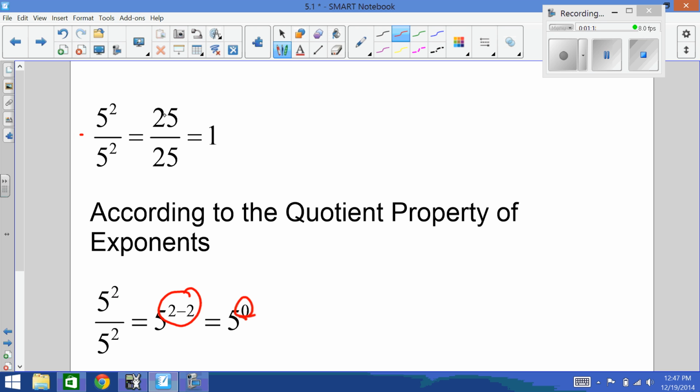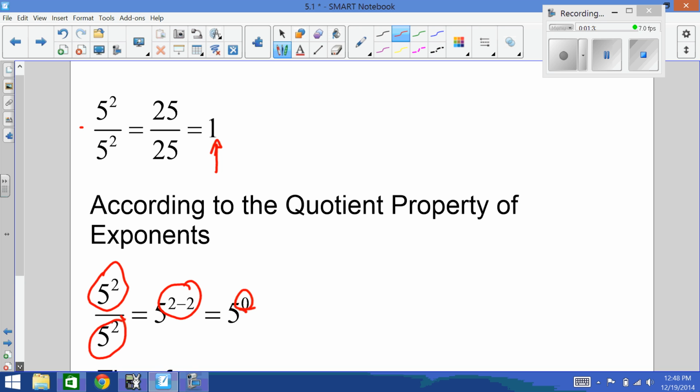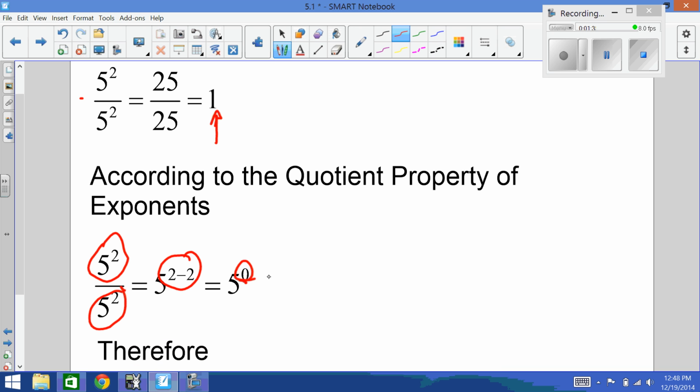We know 5 squared is 25, divided by 5 squared is 25. 25 divided by itself is 1. So what this is saying is anything divided by itself is always 1. All right, so anytime you have 5 to the 0 power, not just 5, if you have anything to the 0 power, it's always going to equal 1.